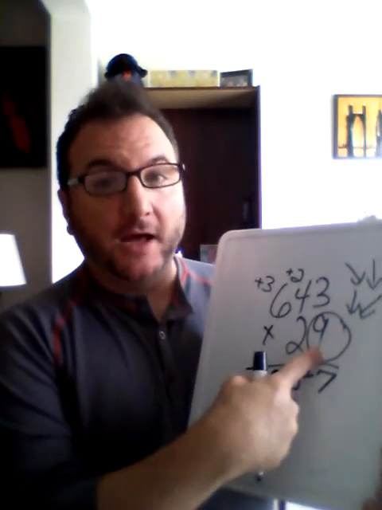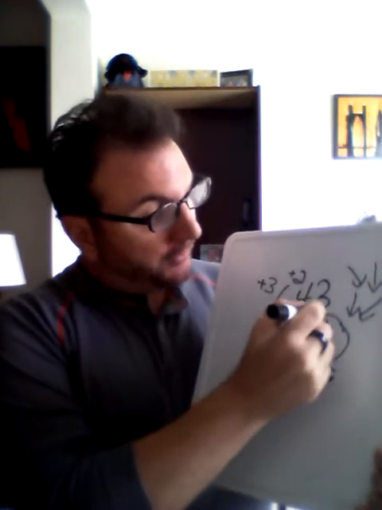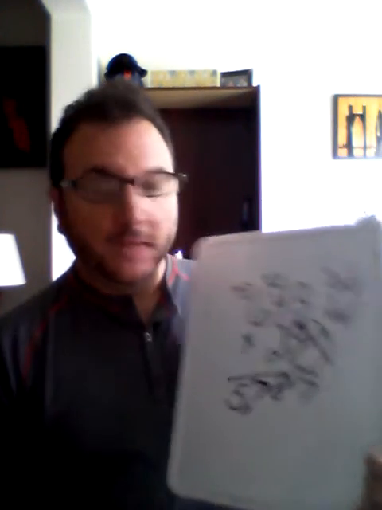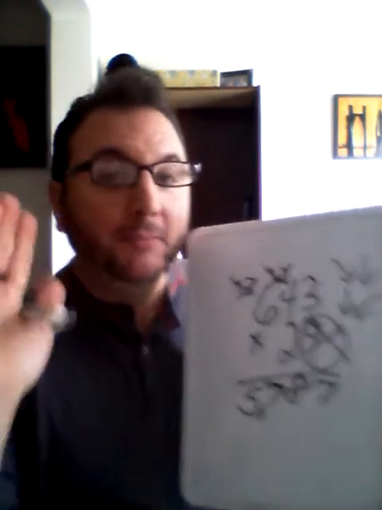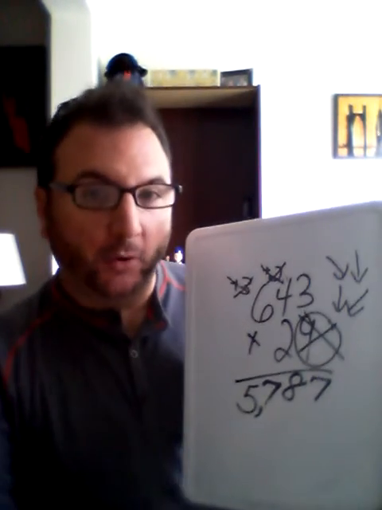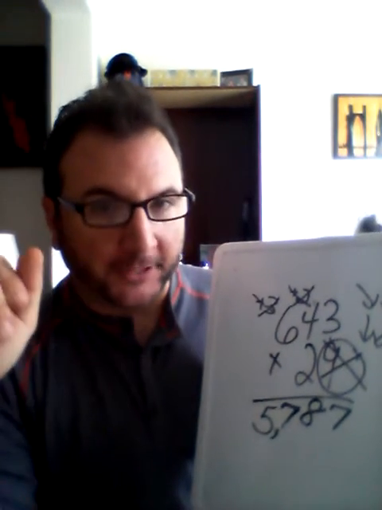So now I've done the 9. I've focused on the 9. I'm done with it now. So I'm going to cross out this 9. And I'm also going to cross out these 2 little numbers with the plus signs because I don't want to confuse myself anymore. All right? I'm done with them. So I don't worry about them anymore.